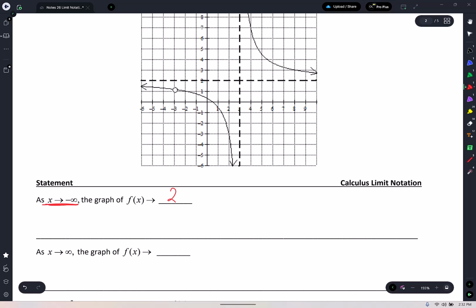How do you do the limit notation? It shouldn't say calculus. It should say just limit notation because it's part of Precalc. Limit notation is: limit as x approaches negative infinity. That's how you say it. And it needs to have an argument. You can't leave it alone. So limit of f of x as x approaches negative infinity equals 2.